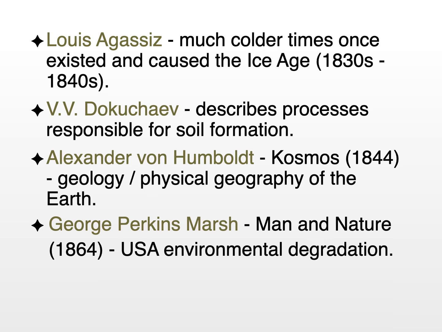German scientist Alexander von Humboldt published Cosmos in 1844 after extensive exploration of the Earth. This book is essentially a geology and physical geography of the Earth. In 1864, George Perkins Marsh published the book Man and Nature. In this book, he documents the environmental degradation that was taking place across the United States as populations grew and people moved west.